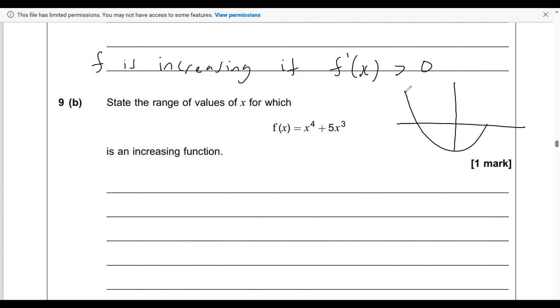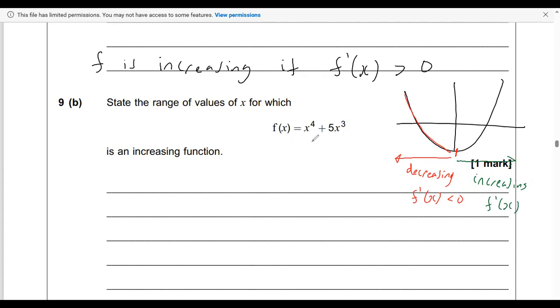If you've got a graph like this, when x is between this number and minus infinity, the graph is decreasing. So your gradient, your f dash, is less than 0, a negative gradient. It's going down. And in this part of the graph, when x is bigger than this minimum point, the graph is increasing, so our gradient is positive.